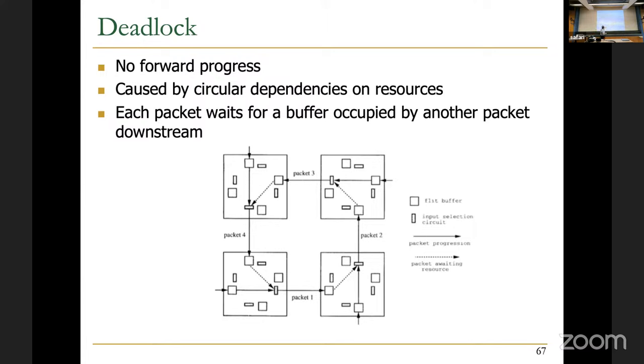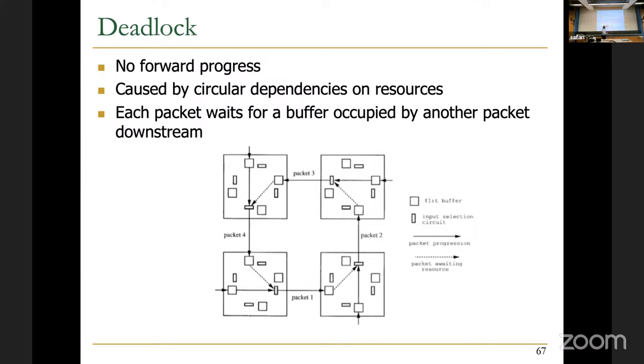So here, for example, you can see these circular dependencies. Basically, packet one wants to go to this node, but there is a packet occupying this buffer, and this buffer cannot be emptied because that packet also wants to take this path, but the buffer there is also busy because it also wants to send another packet.